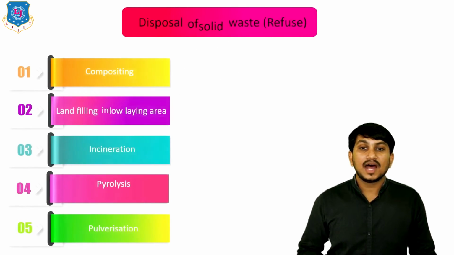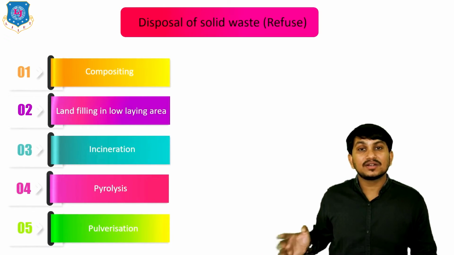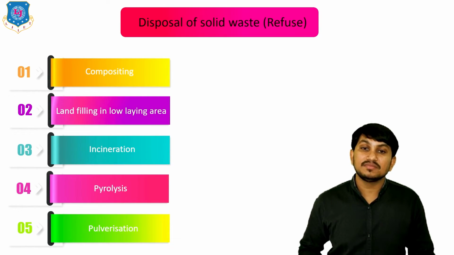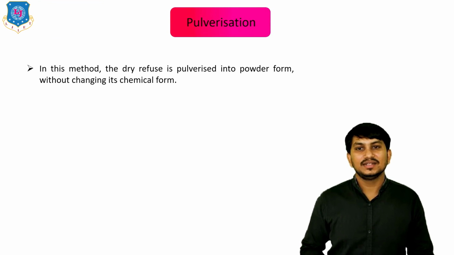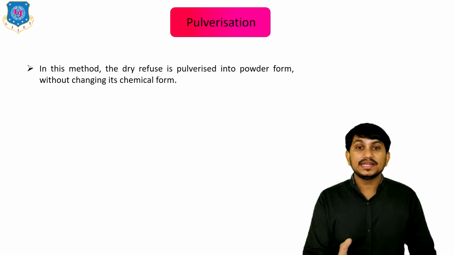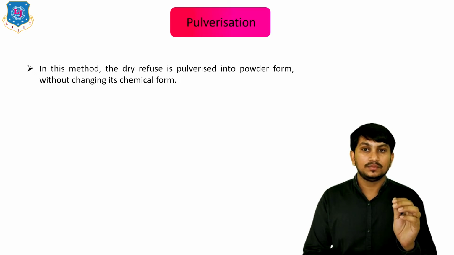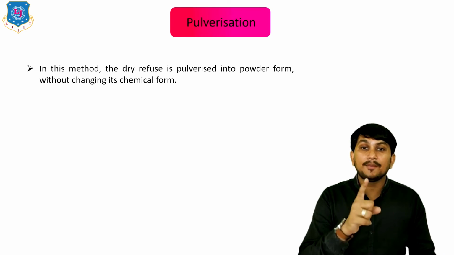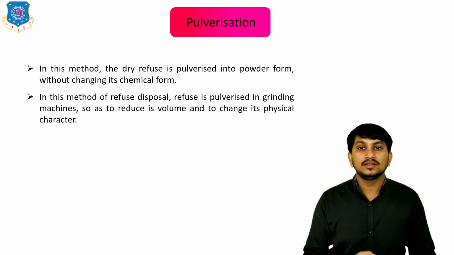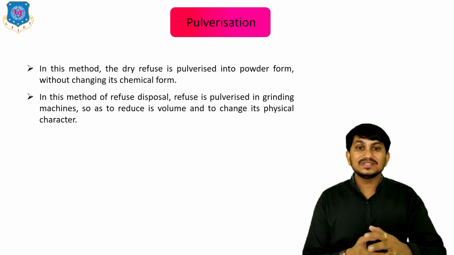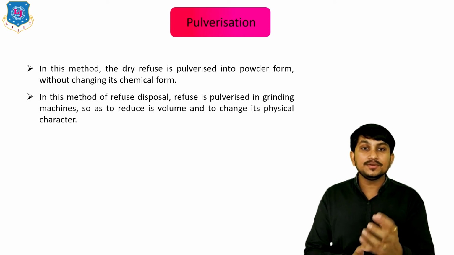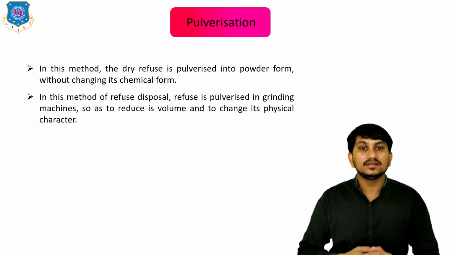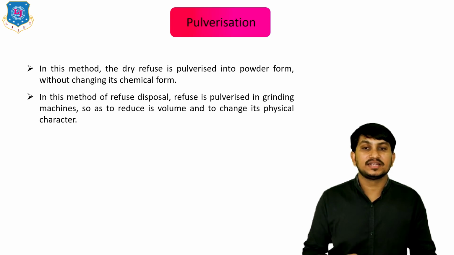Now let's discuss the fifth method of disposal, which is the pulverization method. In this method, the dry refuse is pulverized into powder form without changing its chemical form. In this method of refuse disposal, refuse is pulverized in grinding machines so as to reduce its volume and to change its physical characteristics.